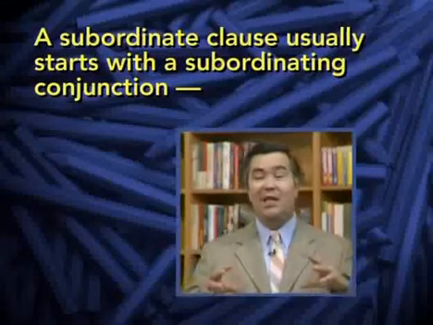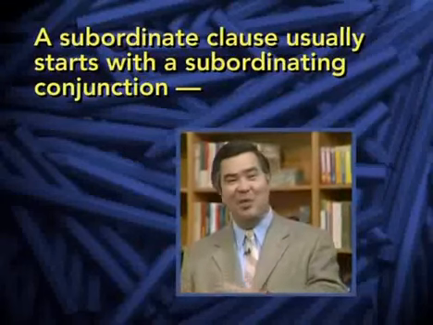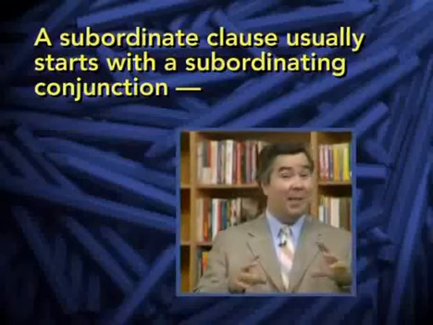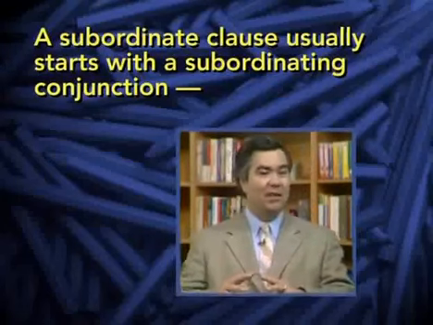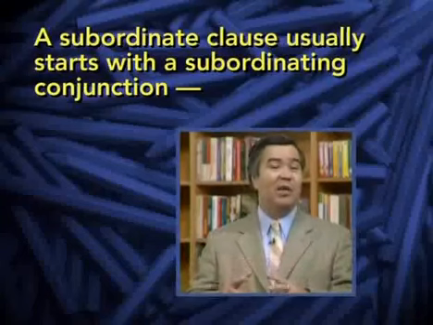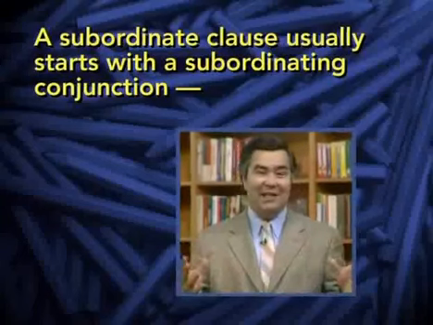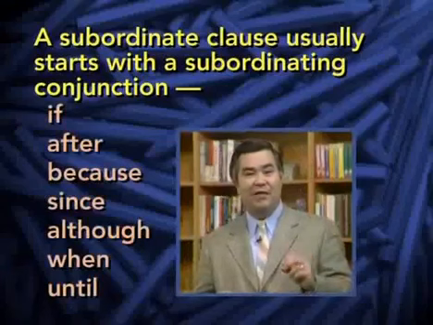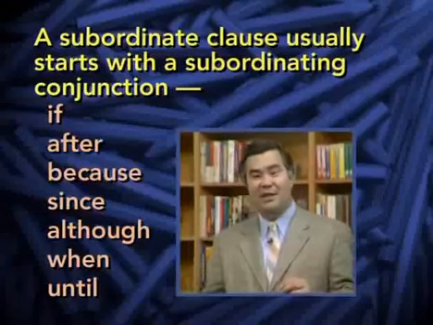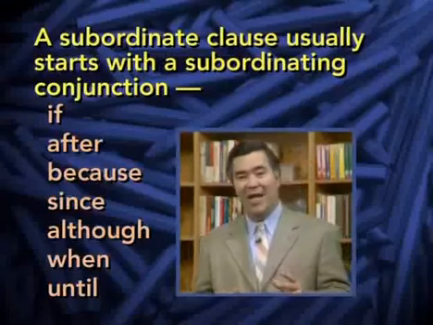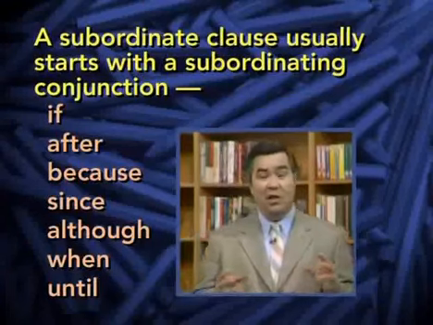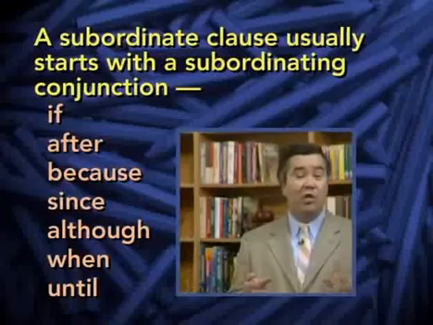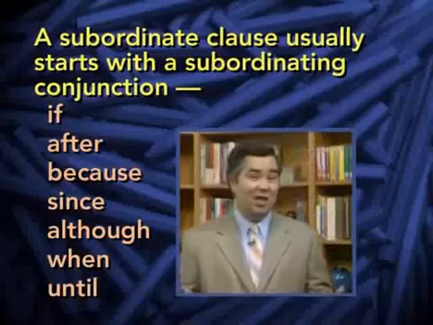So a subordinating conjunction is a word that connects the subordinate clause to the rest of the sentence and makes the subordinate clause less important. Because the subordinating conjunction is present, the subordinate clause can't stand alone as a sentence. Here are some examples of subordinating conjunctions: if, after, because, since, although, when, until. Normally, a clause that begins with one of these words, one of these subordinating conjunctions, can't stand alone as a sentence because it won't express a complete thought. Therefore, we consider it a subordinate clause.